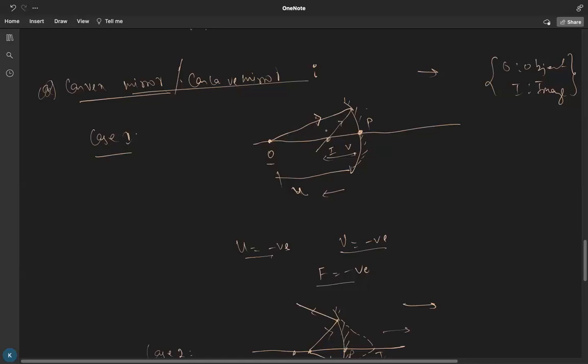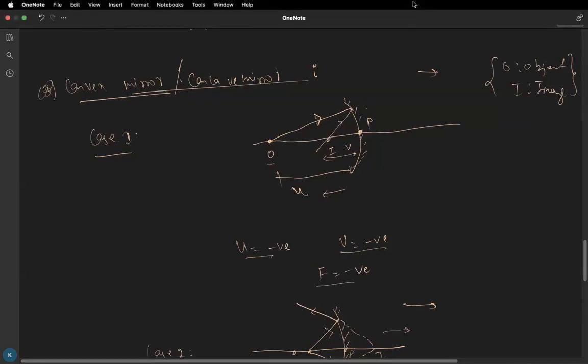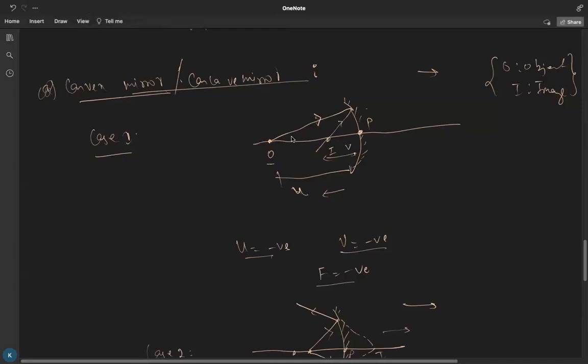And the image also lies leftward, in the opposite direction to the considered ray, right? So here again we have to assume that the distance has a negative sign, and the focus is also lying to the left, so the focus is also negative.